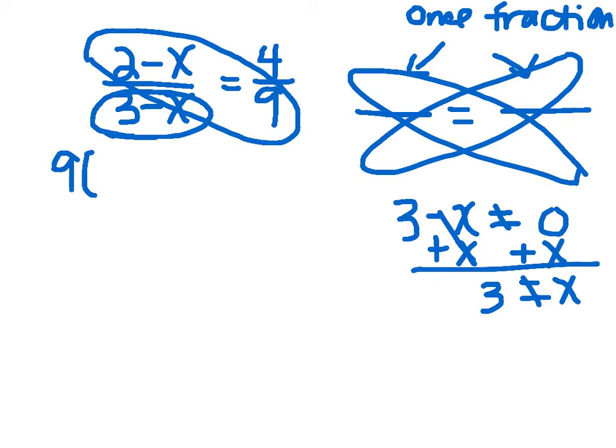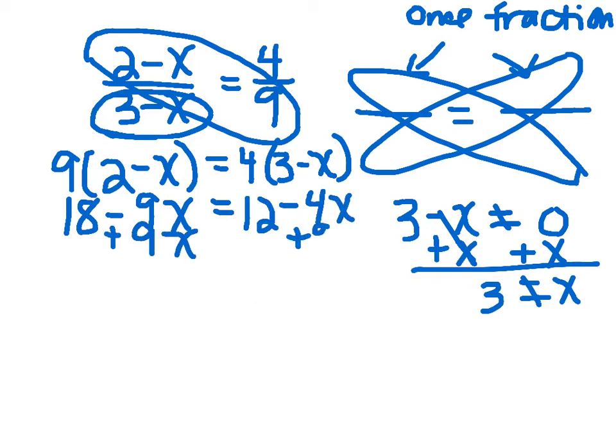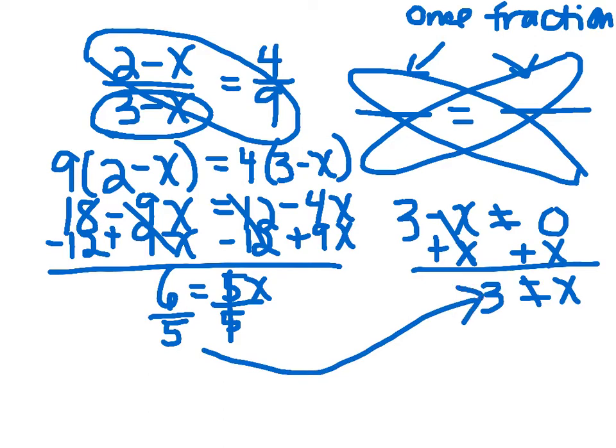I say 9 times 2 minus x is equal to 4 times 3 minus x, which means 18 minus 9x is equal to 12 minus 4x. I want to get my variables on one side and my numbers on the other, which leaves me with 6 equals 5x, and that means that x is equal to 6/5. You can keep it in this form. Always go back and check the restrictions. It's not a restriction, so this is the solution.